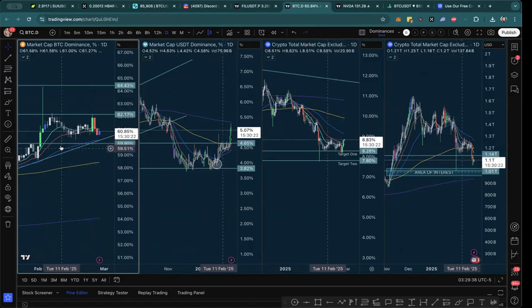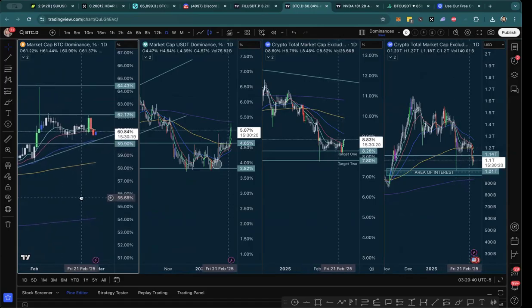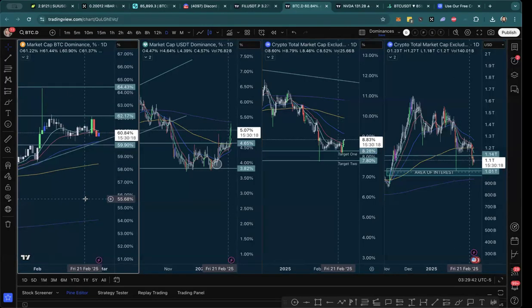So I've got Bitcoin here on the left. Now I can see this is a daily time frame. So I really only look at it on the daily. I don't feel the need to drop down any further. But you could if you want. I'm just telling you how I do things.